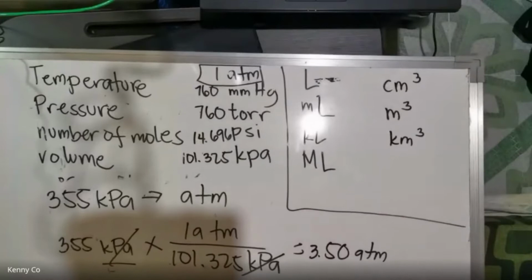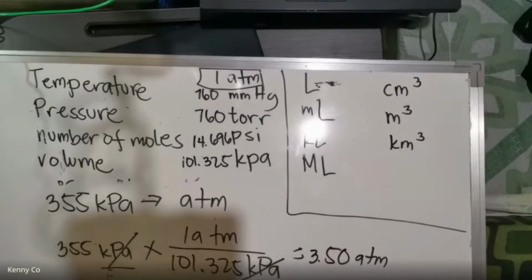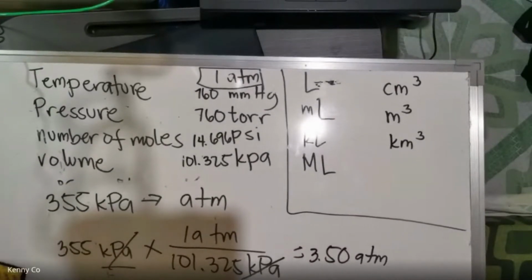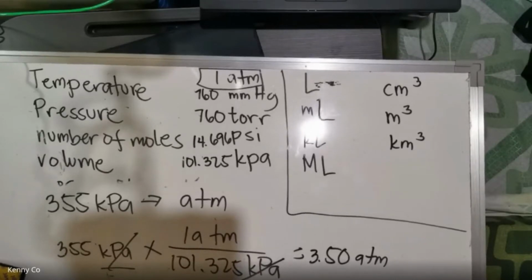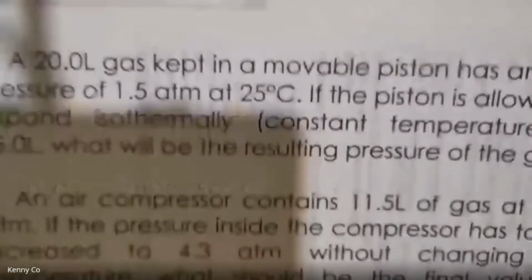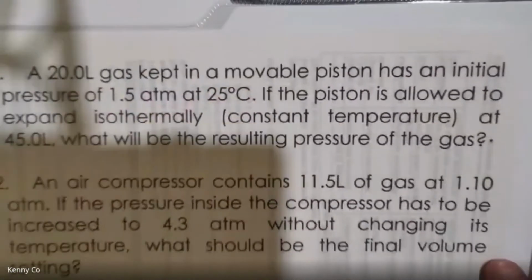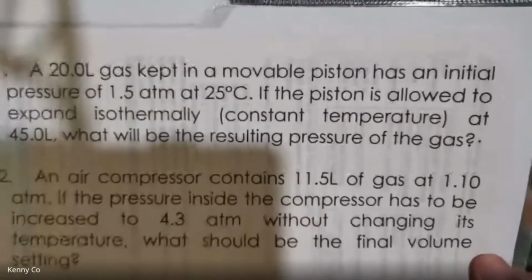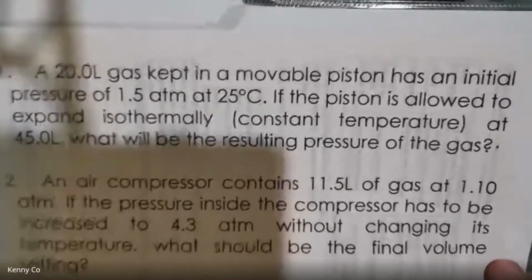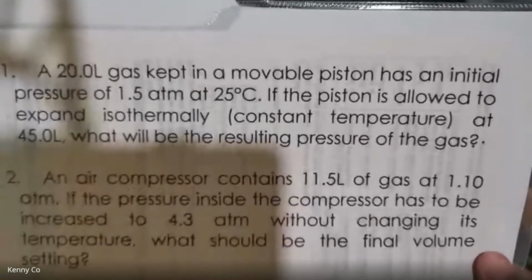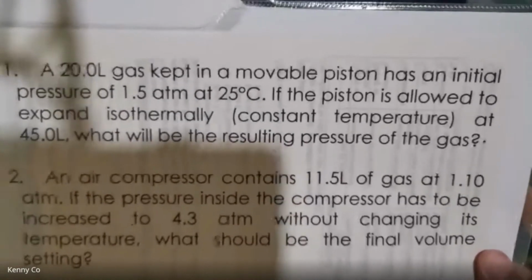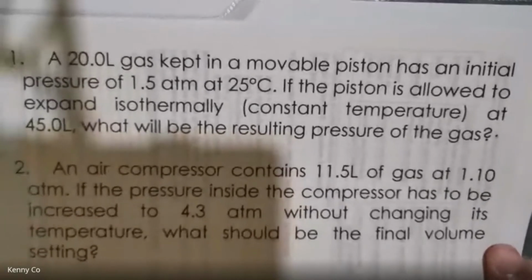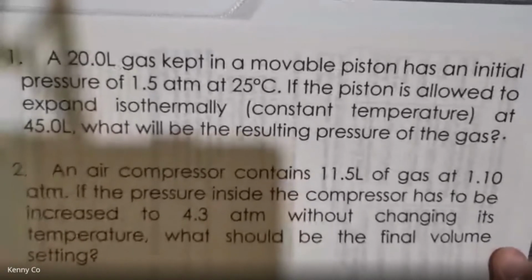Okay? So let's start with number 1. Ang gagawin natin ay sasagutan natin muna yung mga odd numbers. So 1, 3, 5. And then after natin sagutan yung 1, 3, 5, punta tayo sa 2, 4, 6. Okay. Number 1. A 20-liter gas kept in a movable piston has an initial pressure of 1.5 atm at 25 degrees Celsius. If the piston is allowed to expand isothermally or at a constant temperature at 45 liters, what will be the resulting pressure of the gas?